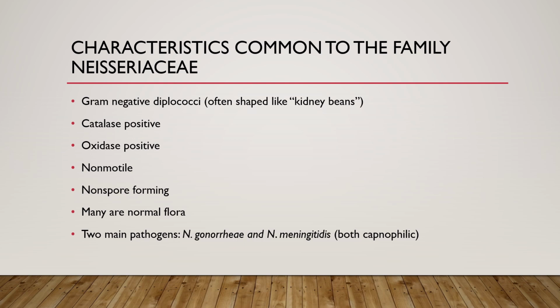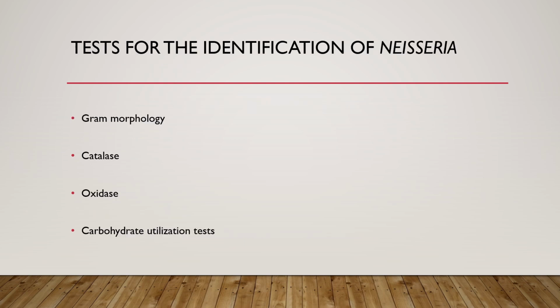Neisseria gonorrhea, on the other hand, can be a pathogen of the throat, but is more likely to be a pathogen of the genital tract. Like I said, Neisseria species can be normal flora of the respiratory tract, and that would include species like Neisseria sicca or Neisseria lactamica. The pathogens are Neisseria meningitidis and Neisseria gonorrhea. Neisseria meningitidis is often a pathogen of the upper respiratory tract and even in the central nervous system.